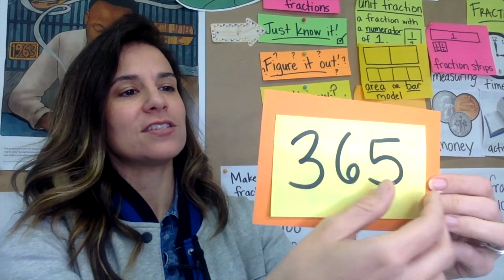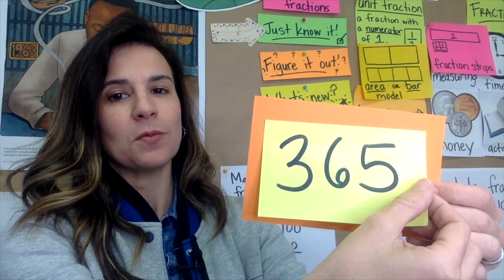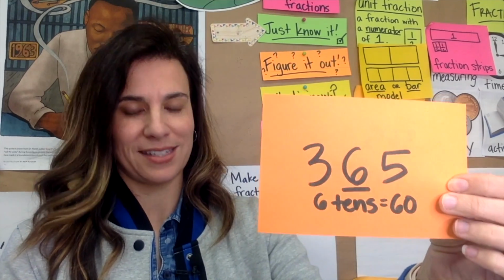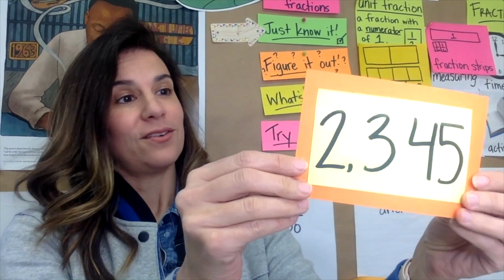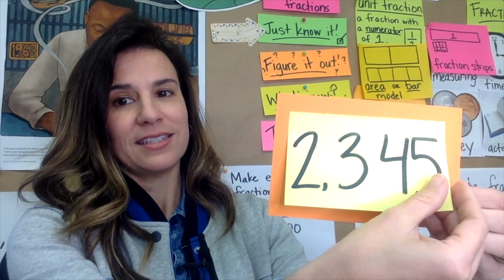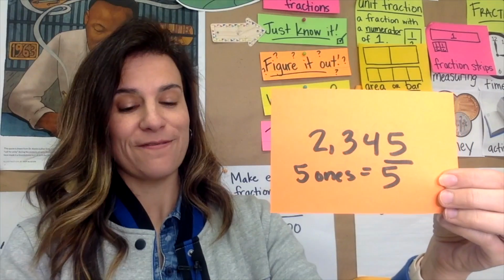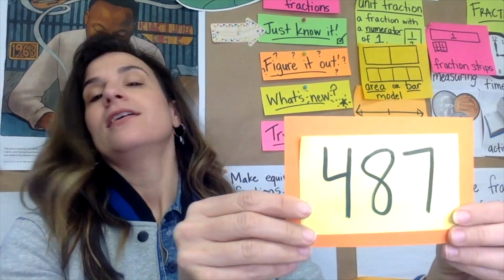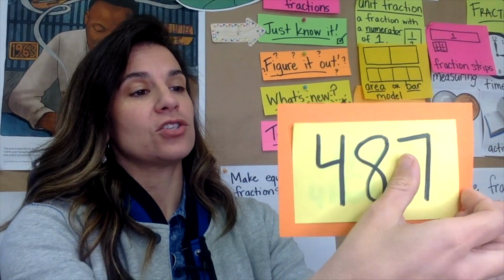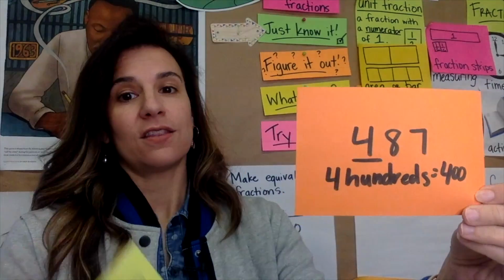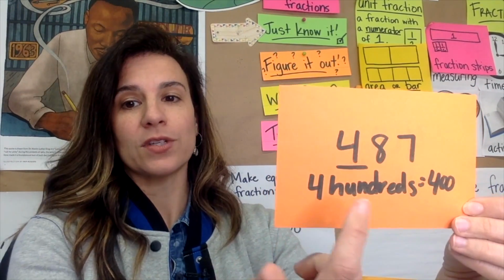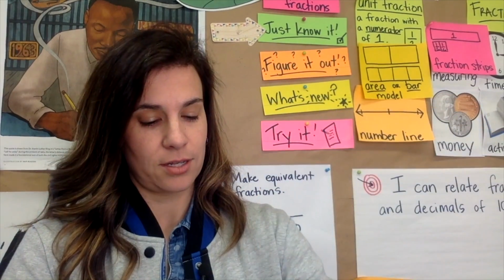So we had 365, and we said tens place is the 6. 6 tens equals 60. For the ones place, did you say 5? 5 ones equals 5. For the hundreds place, 4 is in the hundreds place, but 4 equals 4 hundreds, or 400.